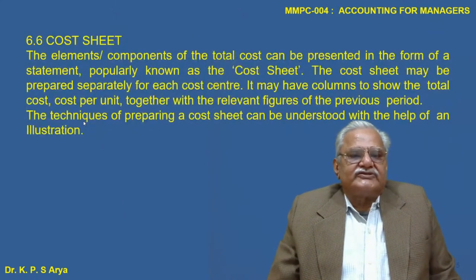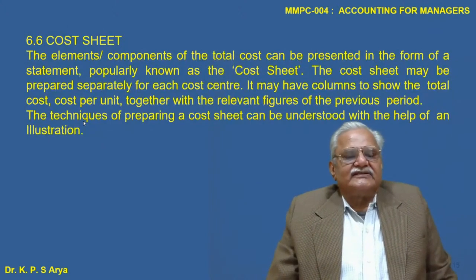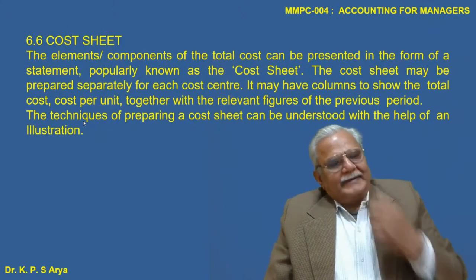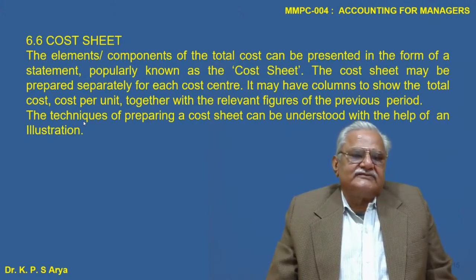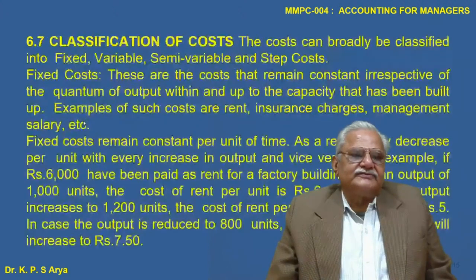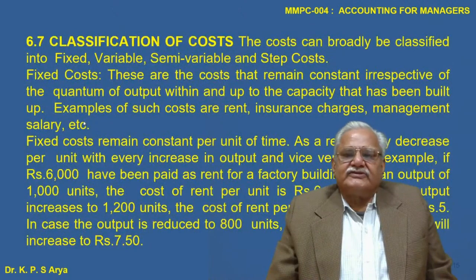Now, another is the cost sheet, in which we can prepare what is the cost classified under prime, what is the factory cost, and what is the total cost. Now, classification: cost is broadly classified into fixed, variable, semi-variable, and step costs. There are four types of classification.